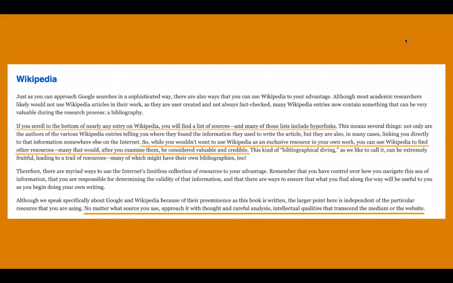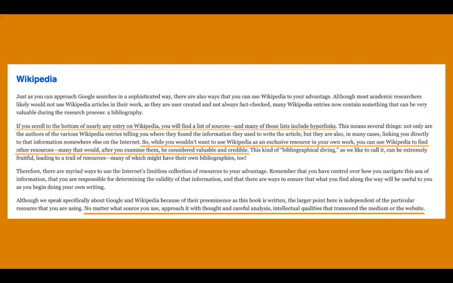The authors also talk about Wikipedia. And one of the things that I really appreciate that they cover is that they say that if you scroll to the bottom of nearly any entry on Wikipedia, you will find a list of sources, and many of those lists include hyperlinks. And so while you wouldn't want to use Wikipedia as an exclusive resource in your own work, you can use Wikipedia to find other resources, many that would, after you examine them, be considered valuable and credible.